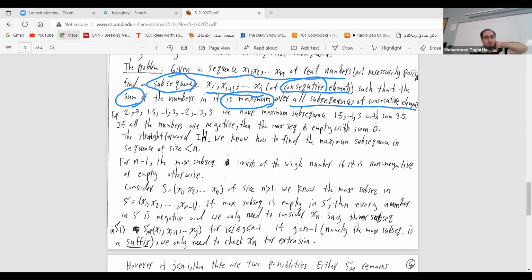Good. So let's see what will happen. For example, consider this sequence, correct? If we are considering this one, what is the sum of these guys? 0.5. Right? What about the sum of these guys? That is -2. So again, what is the sum of the whole thing?